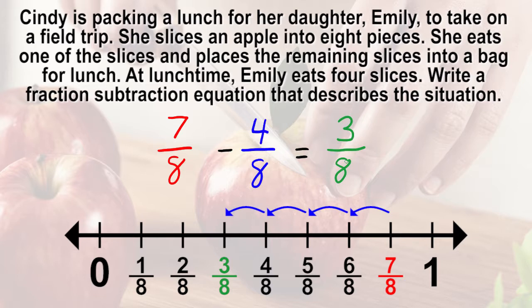The next number line strategy is subtraction by counting up. Partition the number line as before, but instead of beginning at the minuend of 7/8, start at the subtrahend 4/8 and count how many jumps of 1/8 it takes to get to 7/8. 5/8, 6/8, 7/8. There were 3 jumps of 1/8 to get to 7/8. Again, the same equation applies.